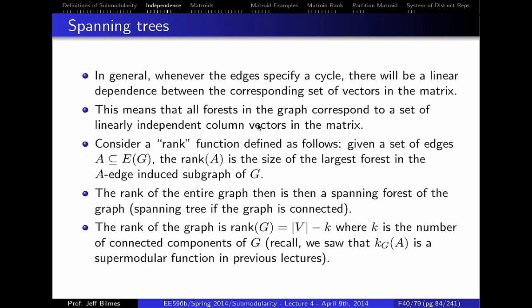And so in general, whenever the edges in the graph specify a cycle, there's going to be a corresponding linear dependence between the corresponding vectors in the matrix. And so what this means is that if you've got a graph, it doesn't have to be a connected graph. You can have multiple connected components. But basically, whenever you have a spanning tree, or whenever you have any kind of tree, it's going to correspond to linearly independent vectors. Or whenever you have a forest, it's going to be a set of linearly independent vectors. But whenever you have a cycle, there's going to be a corresponding dependence somewhere.